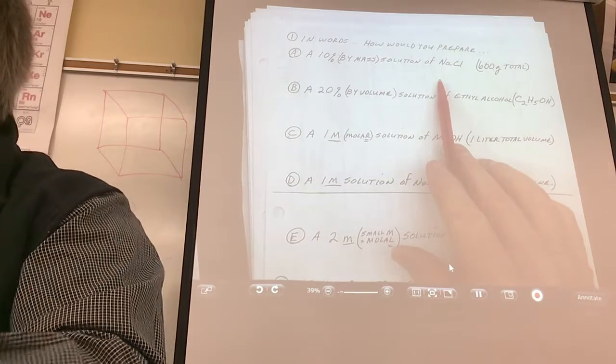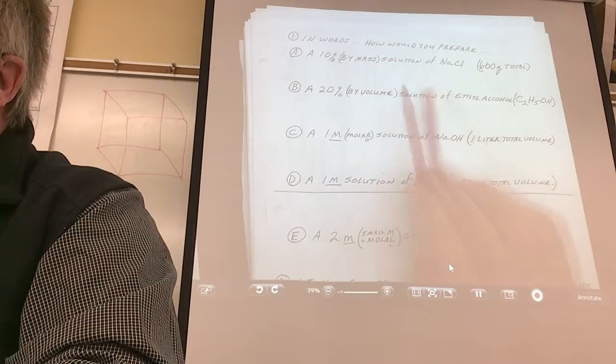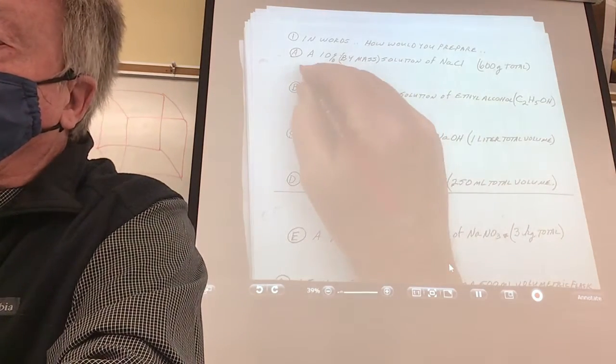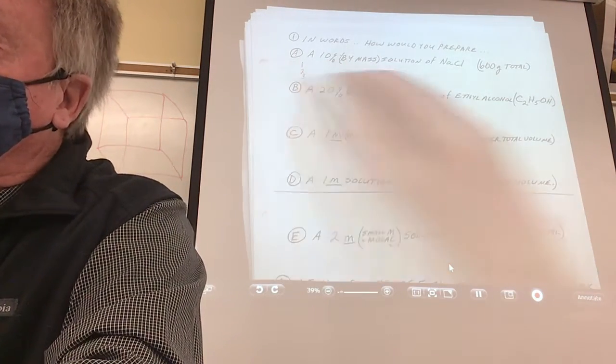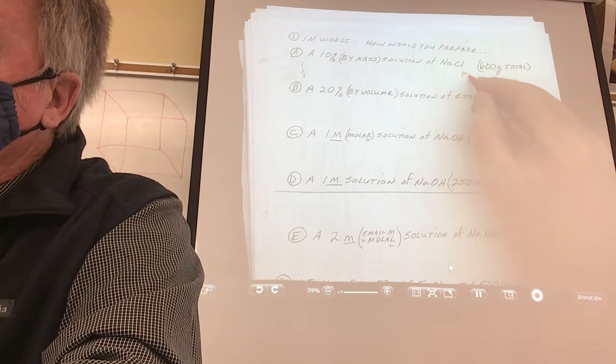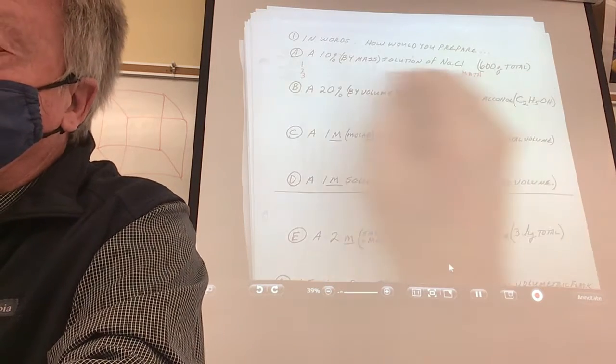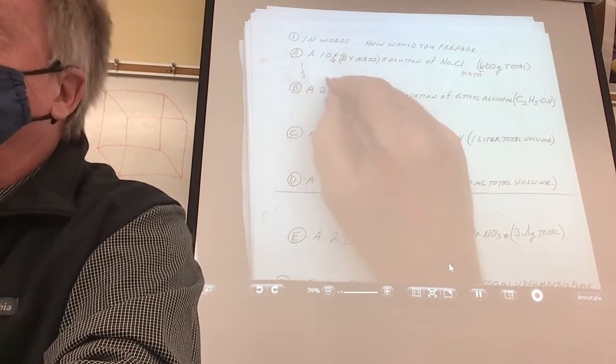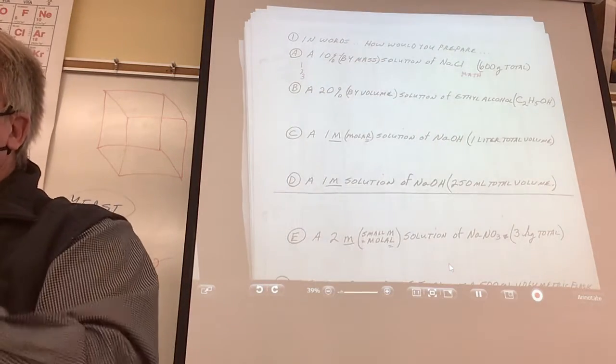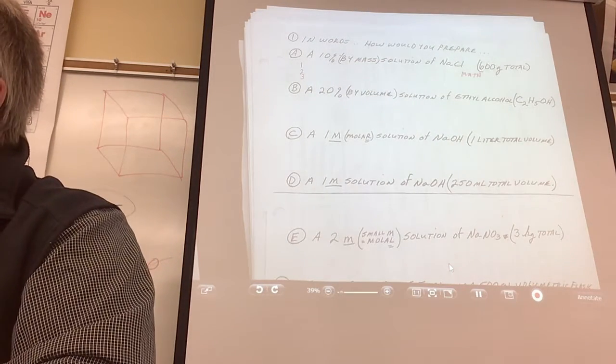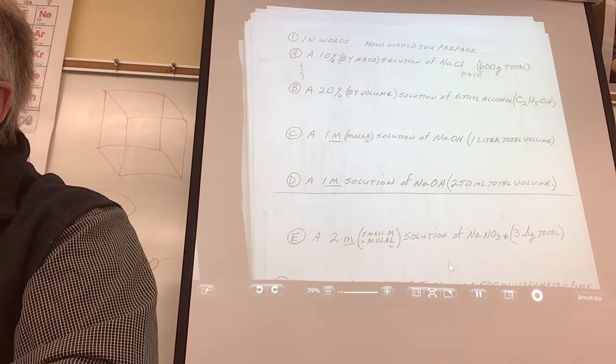You can have 2 or 3 people in a group. Write down, number one, I want the actual steps on how to make it. And if you do any kind of math, do that over here. And then actually tell me, step by step, how do I make this solution? And then we're going to move on to the next one. My goal is to try to get all these done today.